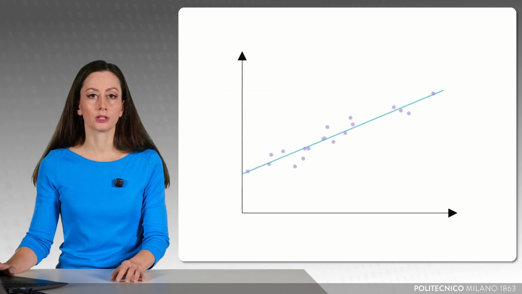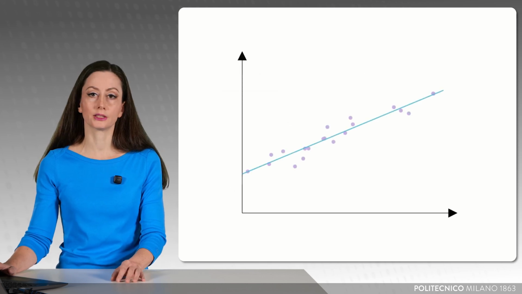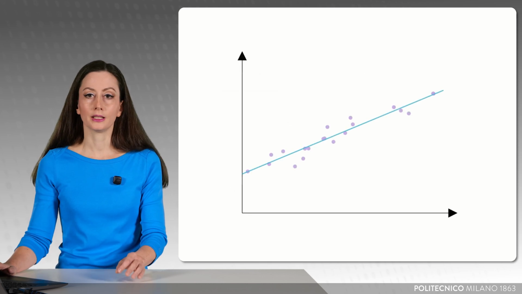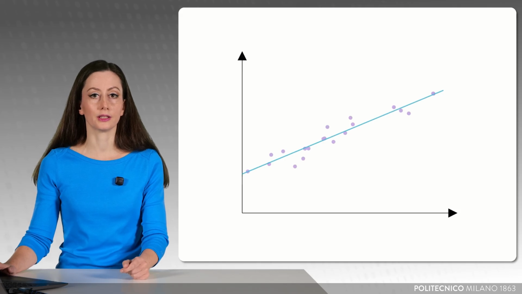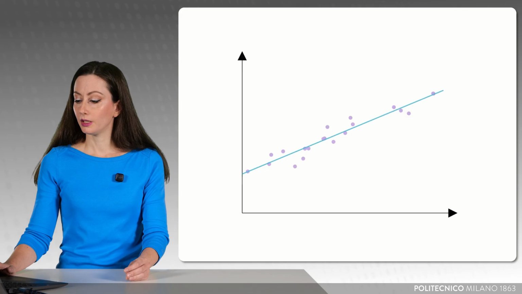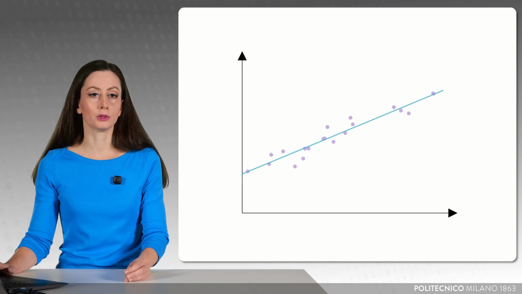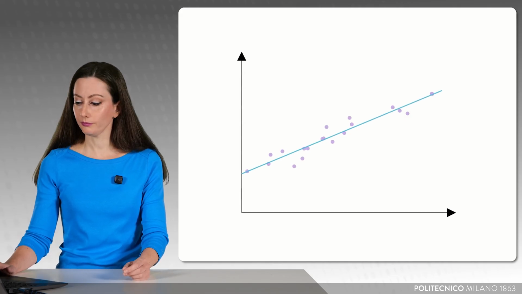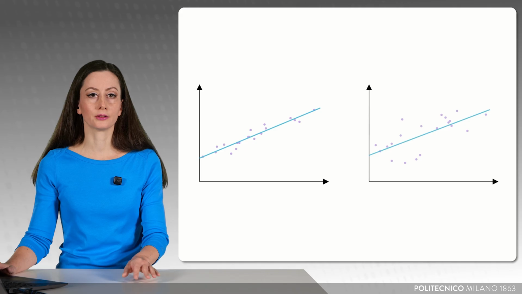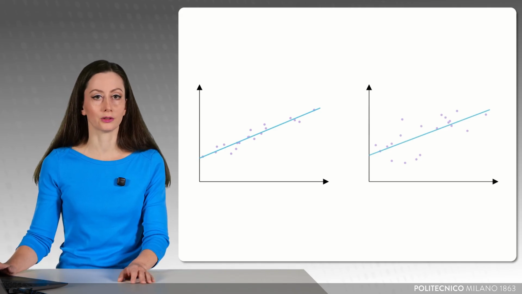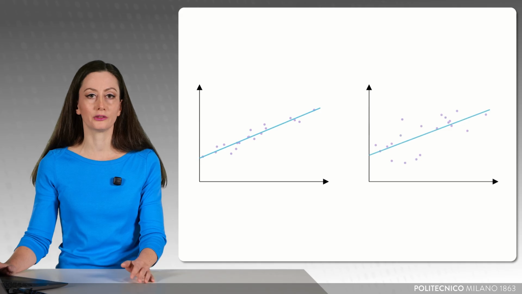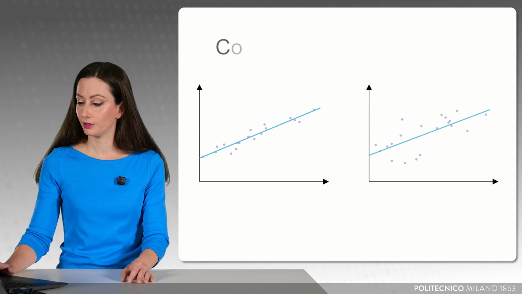Now, a key question that we didn't address is the following. How well is the regression line fitting the data? Or, in other words, how effective is the regression in explaining the relationship between x and y? It is clear that the data on the left are better fitted by a line compared to the data on the right, but how can we quantify this intuition?